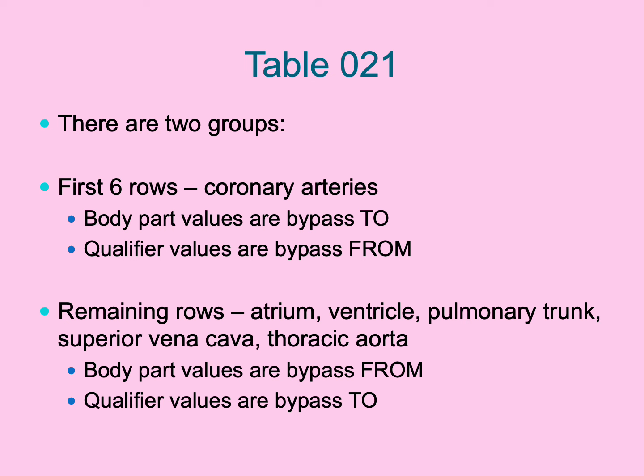It didn't say anything about the rest of them when they were not numbers, when they were specific. So in this case, it's back to the old guidelines, the guidelines used for gastric and other bypasses. Body part values are bypassed from, qualifier values are bypassed to. This is really not clear in most of the textbooks. I had to research this because it wasn't clear. But the guidelines just say coronary arteries by number. So this is what we got.